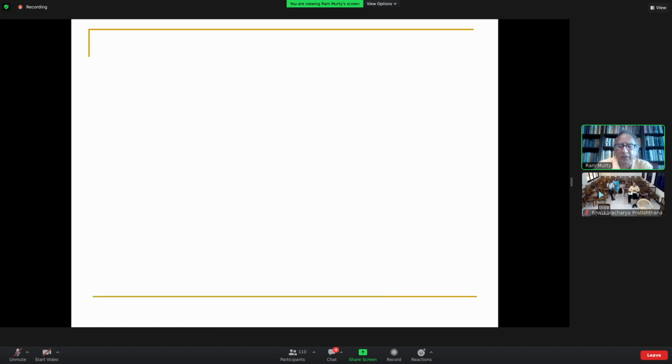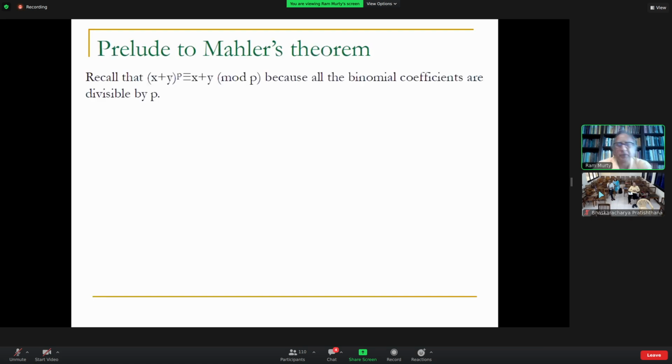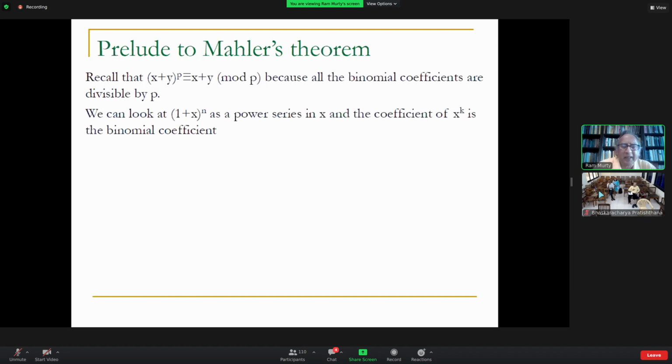As a prelude to Mahler's theorem, let me just recall some basic facts from elementary number theory. (x plus y) to the power p is congruent to x to the p plus y to the p mod p, because all the binomial coefficients in the middle are divisible by p. Isn't it x to the p plus y to the p? Pardon me? x to the p plus y to the p instead. Yeah, x to the p plus y to the p, but x to the p is x. That's Fermat's little theorem.